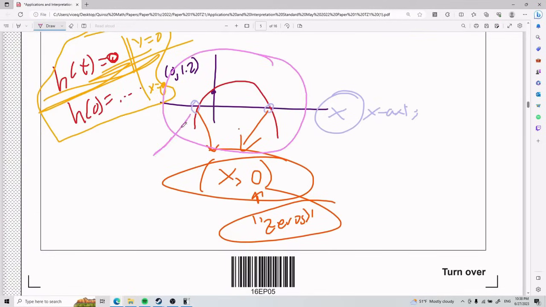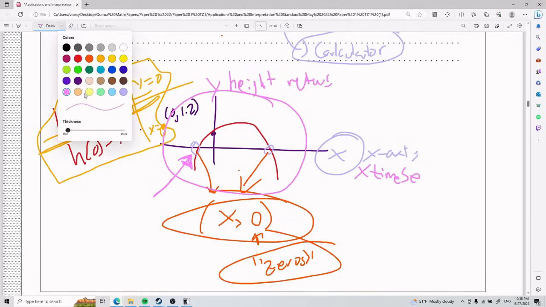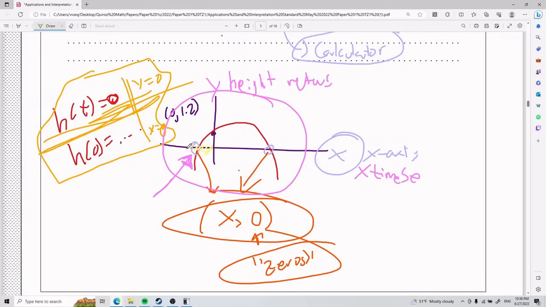Do I care about the one on the left? Well, what was x again? X was time, in seconds. What was y? Height, in meters. So anything to the left of here, I'm going to put it in yellow, is going to be a negative value. Now, does a negative value make sense for time? Can you have negative seconds, negative minutes? Well, it depends how high you are. But hopefully you're not high in math class.